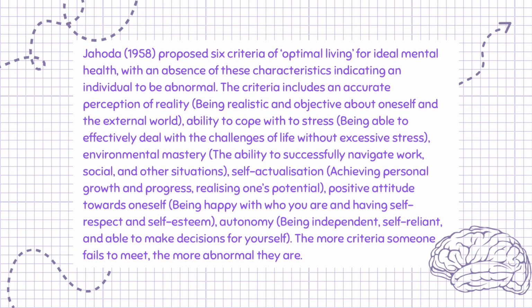Jahoda, 1958, proposed 6 criteria of optimal living for ideal mental health, with an absence of these characteristics indicating an individual to be abnormal. The criteria includes an accurate perception of reality, being realistic and objective about oneself and the external world; ability to cope with stress, being able to effectively deal with the challenges of life without excessive stress; environmental mastery, the ability to successfully navigate work, social, and other situations; self-actualization, achieving personal growth and progress, realizing one's potential; positive attitude towards oneself, being happy with who you are and having self-respect and self-esteem; autonomy, being independent, self-reliant, and able to make decisions for yourself. The more criteria someone fails to meet, the more abnormal they are.